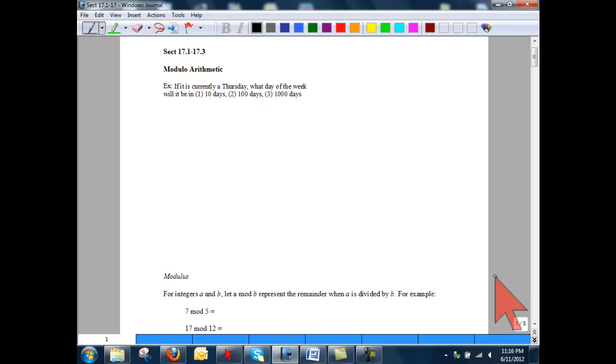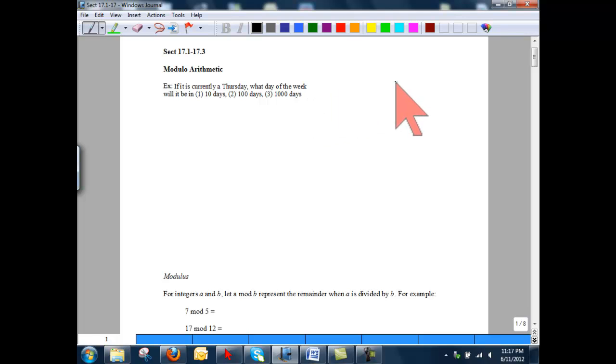But first, let's cover some background mathematics that I would like to use. This page is not in the textbook and you are responsible for it. So here's modular arithmetic in a nutshell. It's designed to answer questions like, if it's currently a Thursday, what day of the week will it be in 10 days, in 100 days, in 1,000 days? How do you go about doing questions like this efficiently without just having to count on your fingers, say?